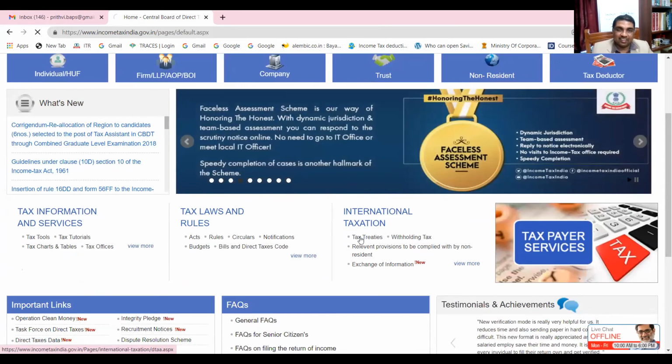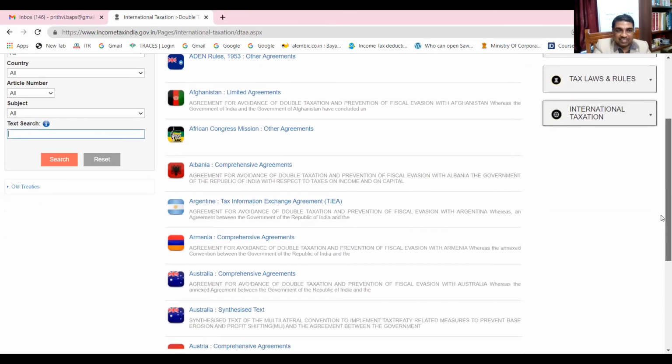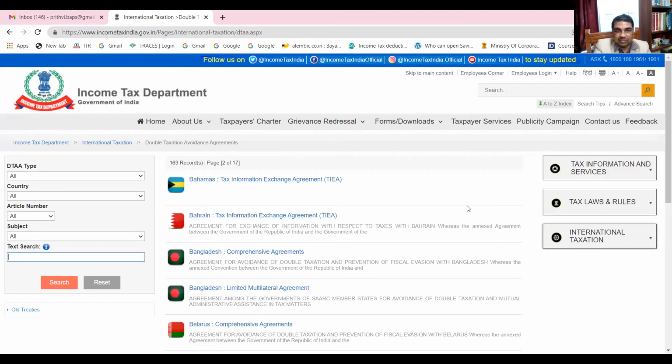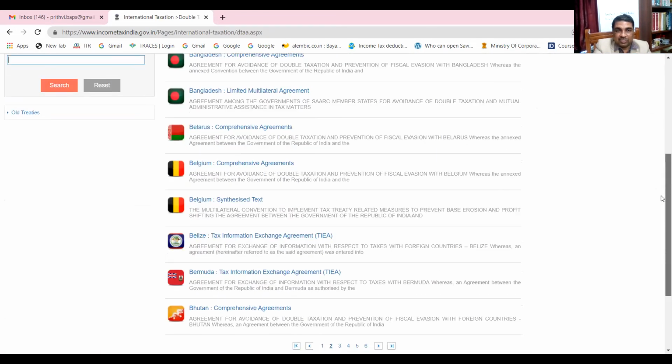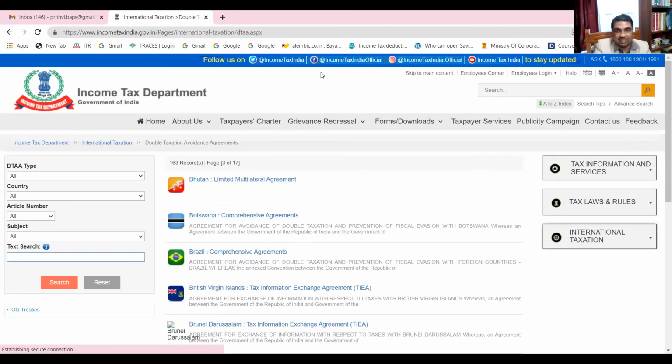If you click here, you can find the agreements our country has signed with various countries. You see, country-specific agreements are there. India has entered into so many agreements with various countries. You can go to the next page. Are you able to search it? Are you seeing it? Yes, sir. Okay, so any country you can see.